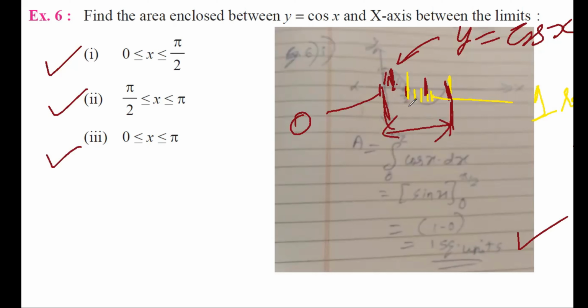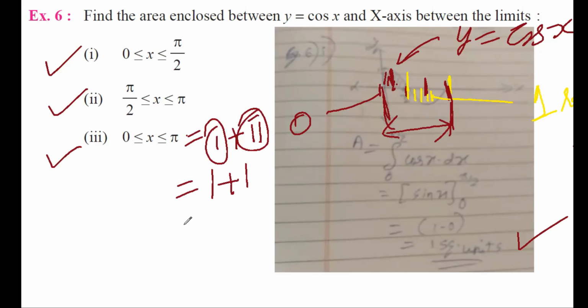Perfectly correct. So this will be 1 plus 1. This answer is 1, this answer is 1. So the answer is 2 square units.